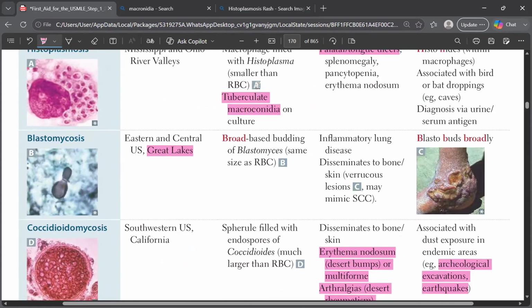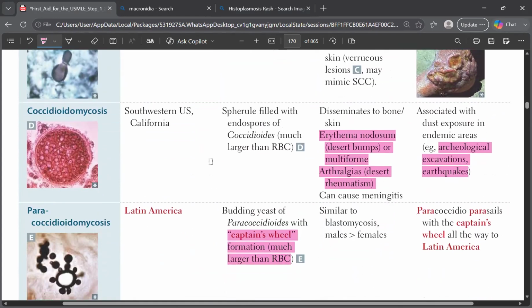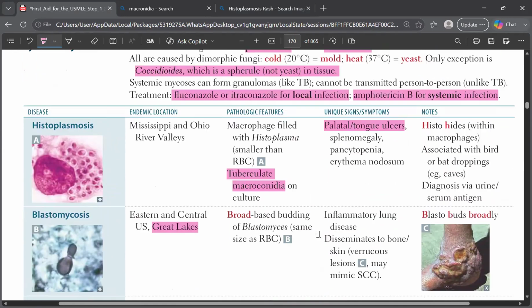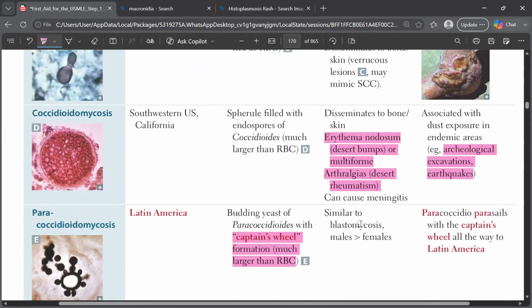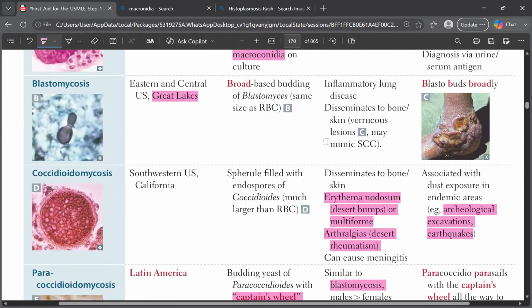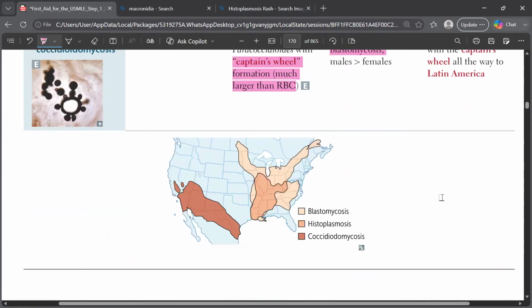Histoplasmosis was smaller than RBC. Blastomyces was same as RBC. Coccidioidomycosis was much larger than RBC, and paracoccidioidomycosis is much larger than RBC. Its symptoms are similar to that of blastomycosis, and it is greater in males than in females. Again, the symptoms of blastomycosis were inflammatory lung disease, disseminates to bone or skin, verrucous lesion, and may mimic SCC. Paracoccidioidomycosis is similar to blastomycosis. Paracoccidioides with the captain's wheel all the way to Latin America. So this is a mnemonic you can use to remember this one.